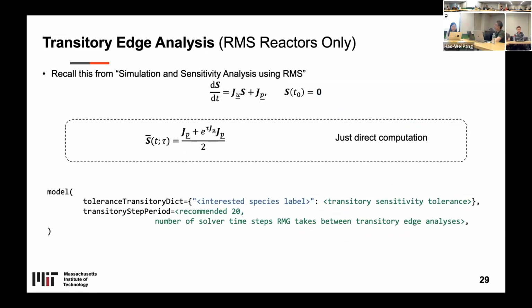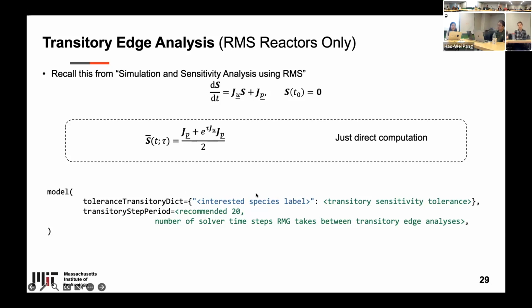And the second thing that you can do in RMG to resolve this problem, remember this slide from yesterday, is to use transitory edge analysis in RMG. This feature is only available if you use the RMS reactor, because we do need to use the transitory code in RMS. The way it works is that it evaluates the transitory sensitivity of the edge for a species that you care about. So you can put a species here that you care about, and you put a tolerance here, and it will select the objects based on these tolerances.